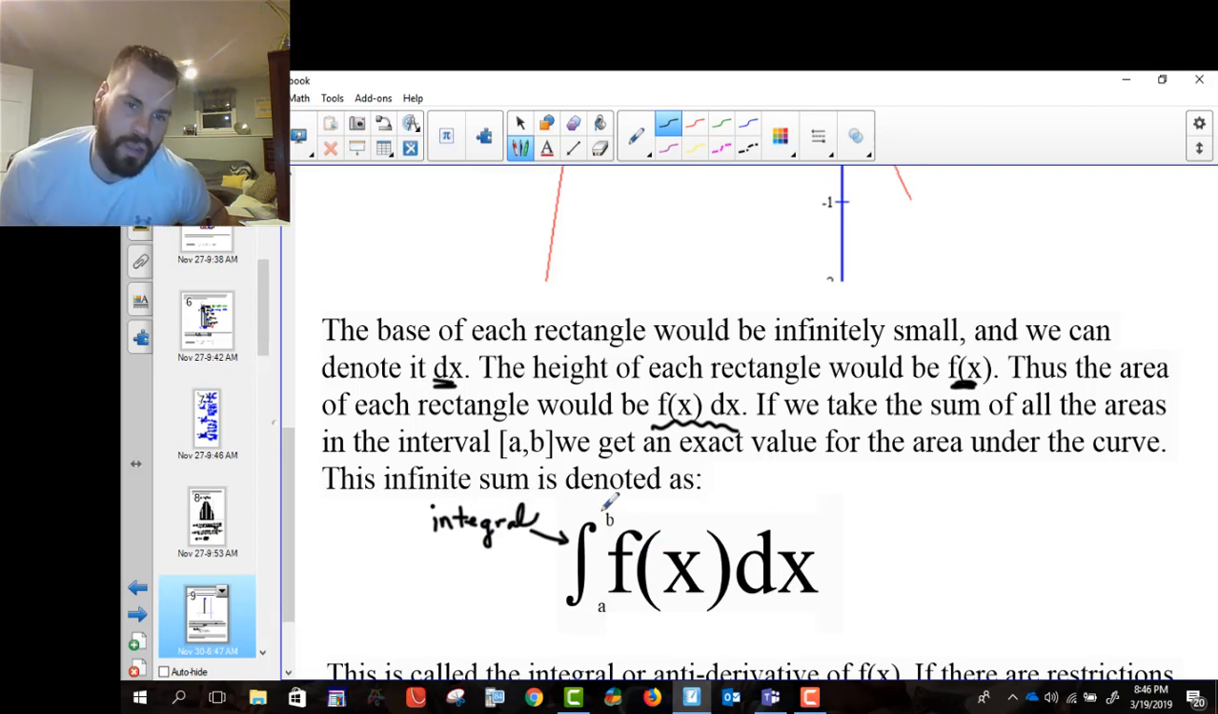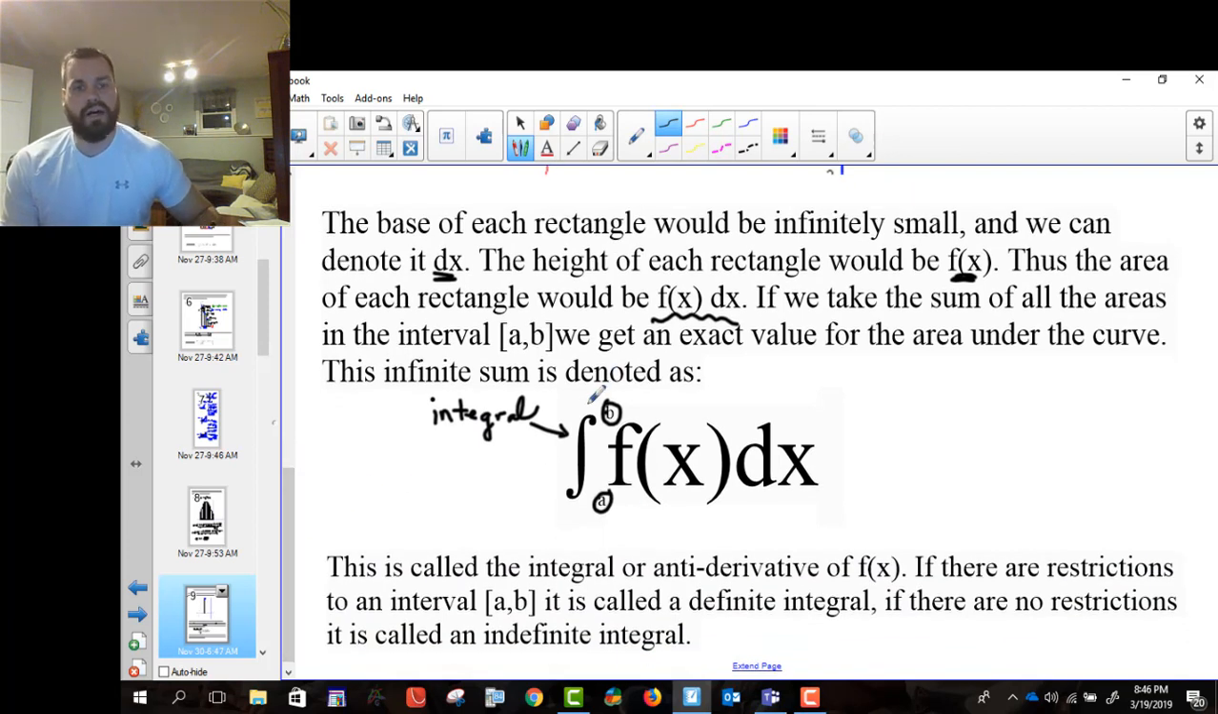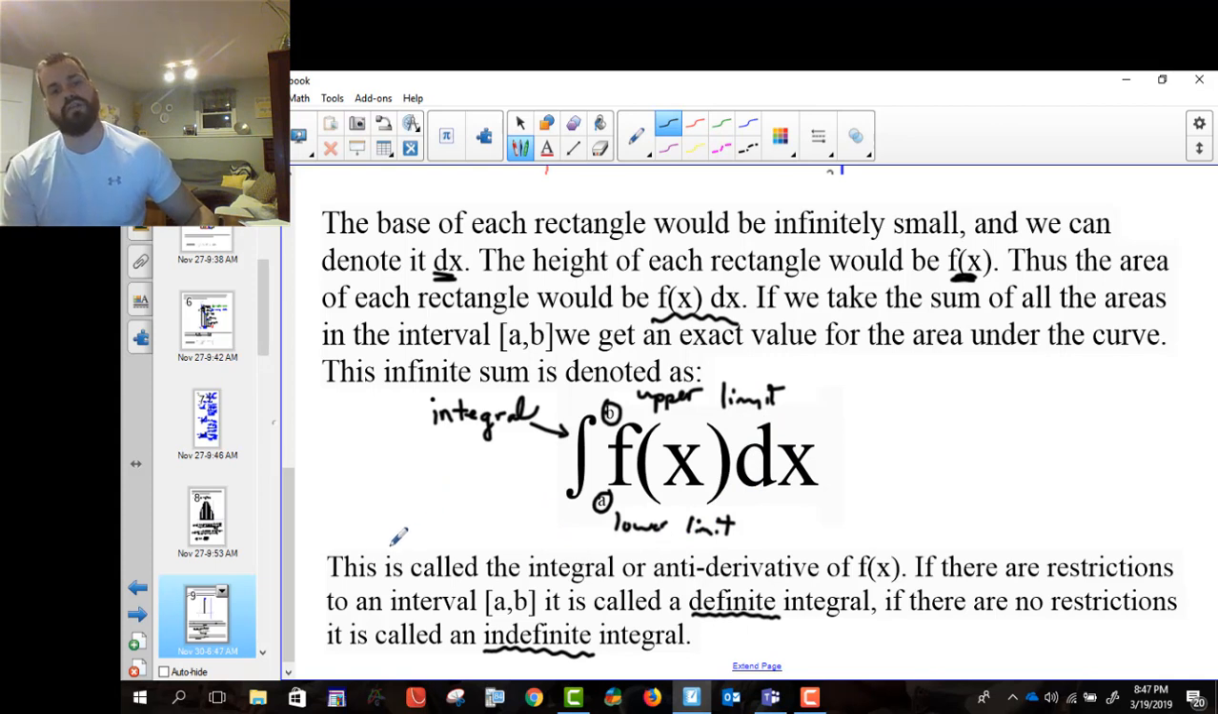Very exciting stuff. These are our limits on the integration. Sometimes those are there, and sometimes they are not. If they are there, it's called a definite integral, because it has a defined value. If there are no restrictions, it's called an indefinite integral. So the distinction is that definite integrals have limits on the integration. That's the lower limit, and this is the upper limit. If those aren't there, then we consider it to be an indefinite integral. If they are there, it's a definite integral.